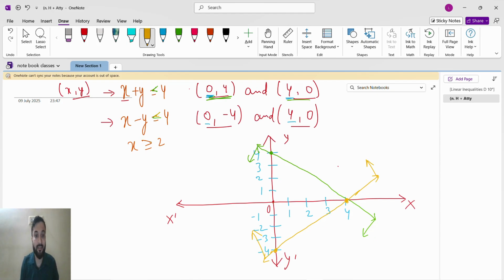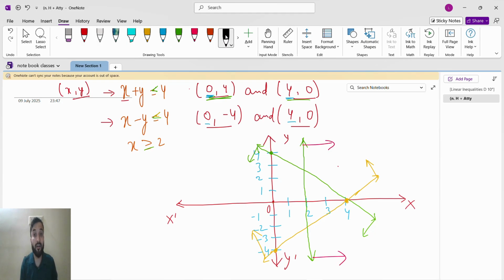And next is x greater than or equal to 2. So what is x is 2? This is 2, so I will draw a straight line, because they said x is equal to 2. So x is 2 and the symbol is greater than. Greater than means it will move outside.